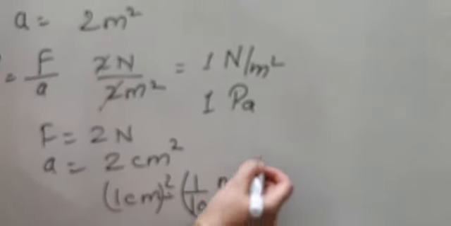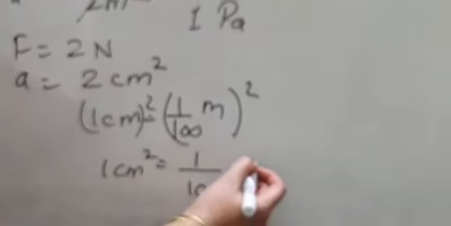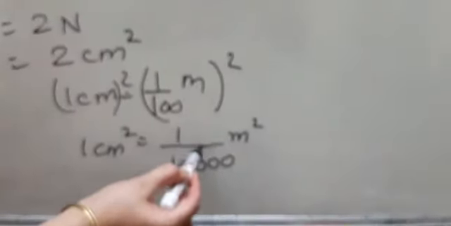But in your book there is a question in which force is 2 Newton but area is 2 centimeter square. So we know that 1 centimeter equals 1 upon 100 meter. If I square it, what will happen? 1 centimeter square equals 1 upon 10,000 meter square. So in place of centimeter square, I will write 1 upon 10,000 meter square.